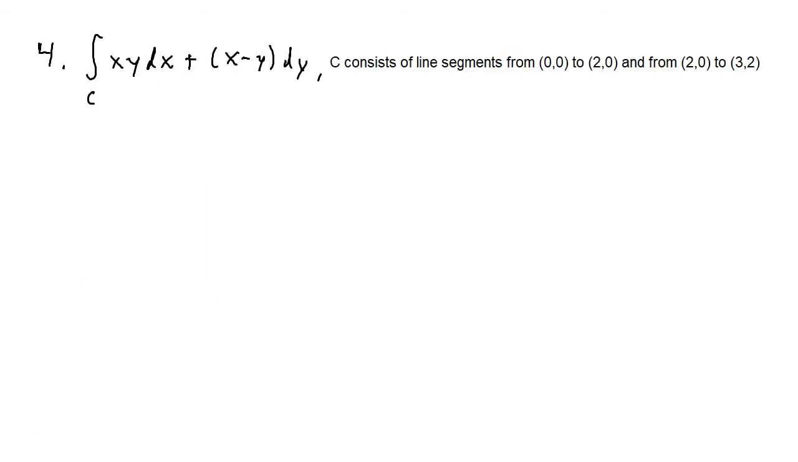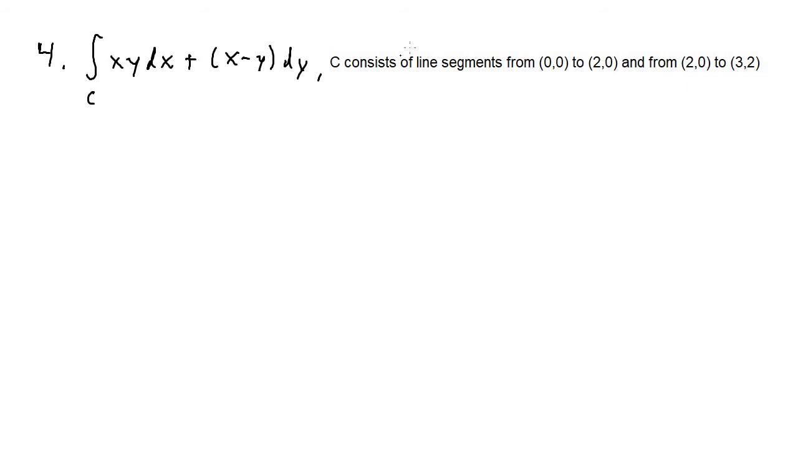So now for number 4, we have the integral along C of x times y dx plus x minus y dy, and C consists of line segments from 0, 0 to 2, 0, and from 2, 0 to 3, 2. And so notice in this problem, we're not given ds, instead we're given both dx and dy this time. And we're not given a function y equals f of x, instead we're given two line segments from 0, 0 to 2, 0, and from 2, 0 to 3, 2.